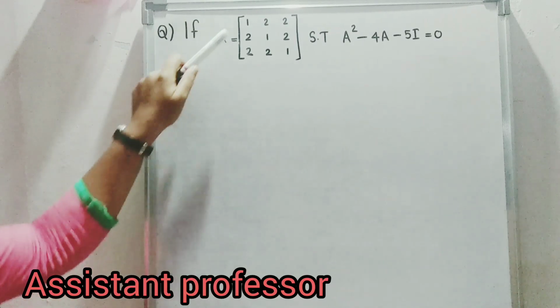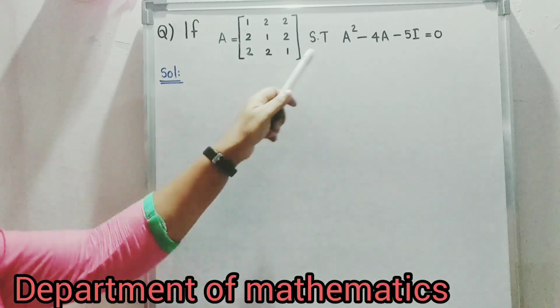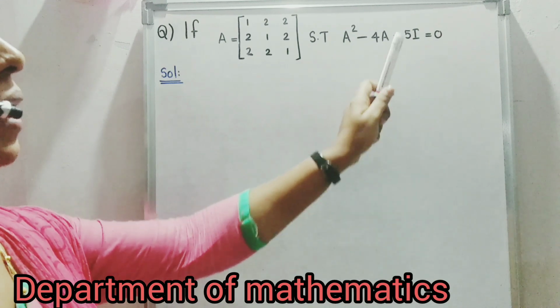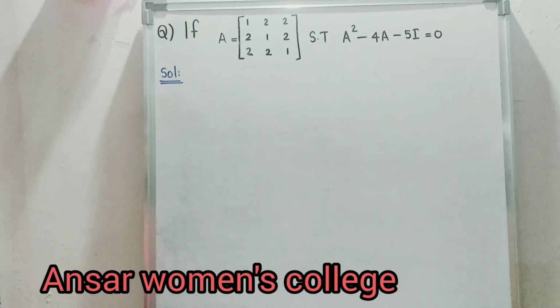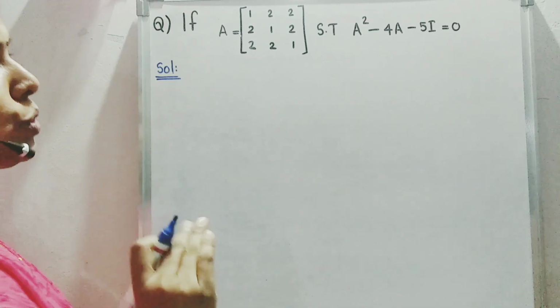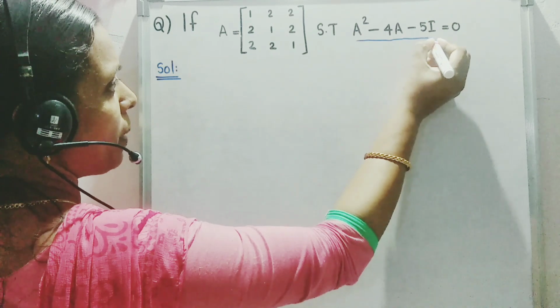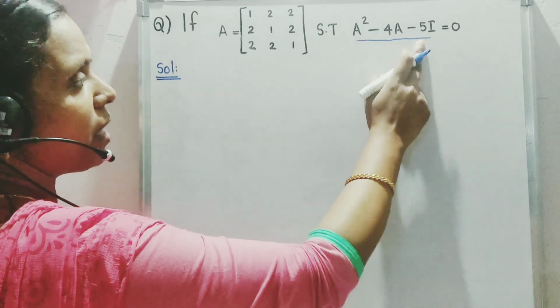Now here we are moving to the next new problem session on the topic matrices. If A equal to matrix, first row 1 2 2, second row 2 1 2, third row 2 2 1, show that A square minus 4A minus 5I equal to 0. Here we want to show that A square minus 4A minus 5I equal to 0.